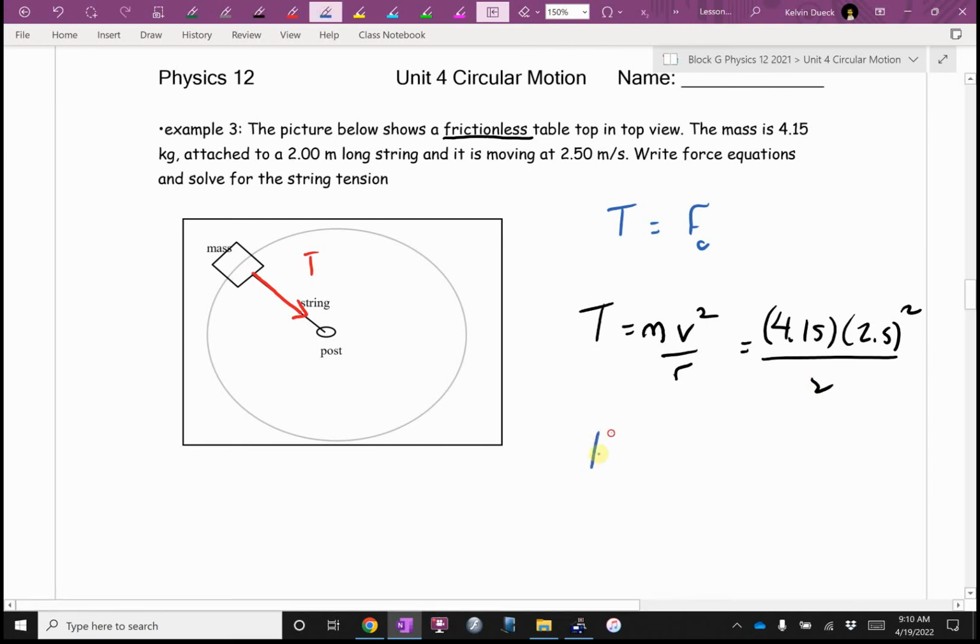What do you get? 13? So 13.0, is that right? And newtons?